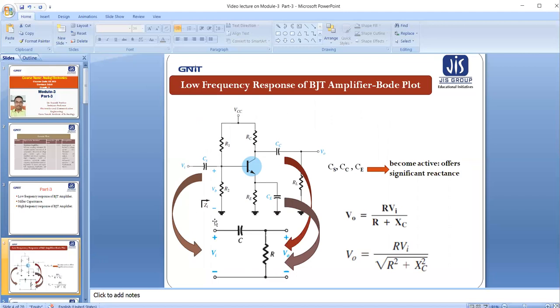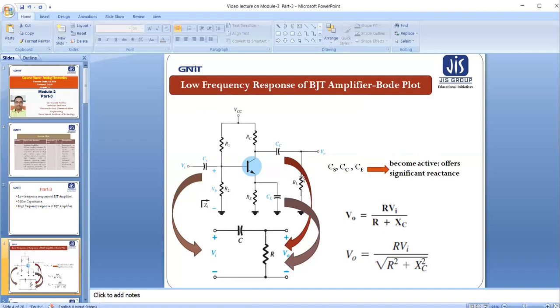So this is the BJT common emitter amplifier circuit. The capacitors are very important to determine its frequency response. Now first we will discuss the low frequency response of BJT amplifier, which is determined by the Bode plot. So Bode plot is nothing but the frequency response plot, meaning we are plotting the voltage gain in decibel in the y-axis with respect to the frequency change.